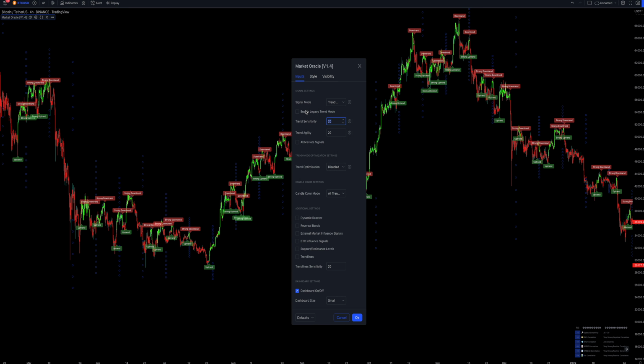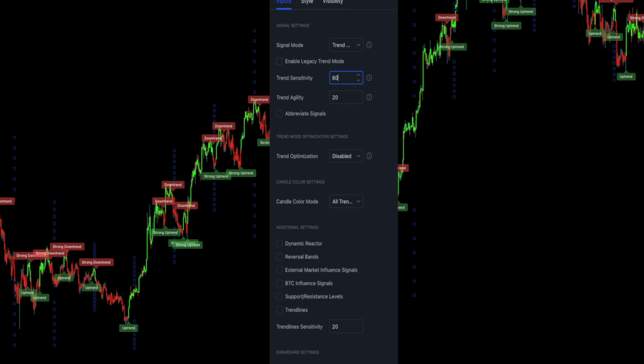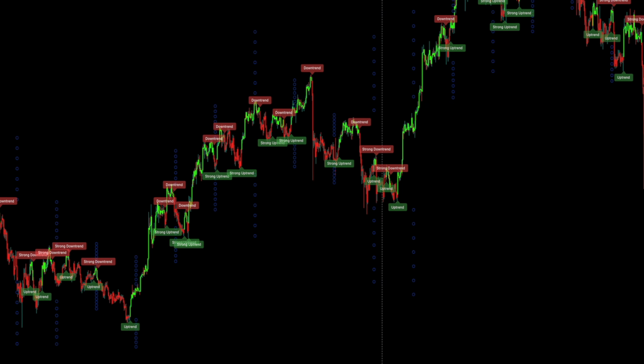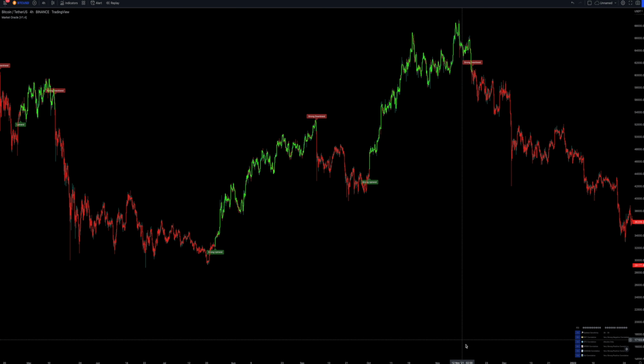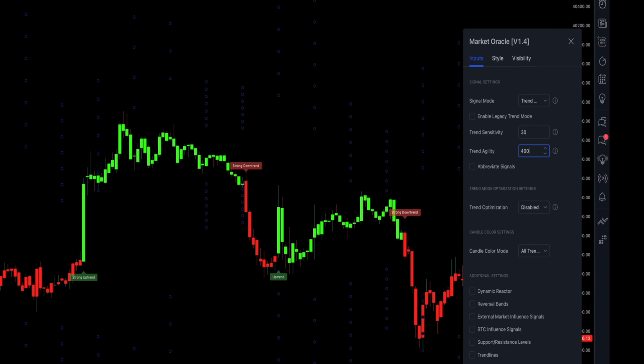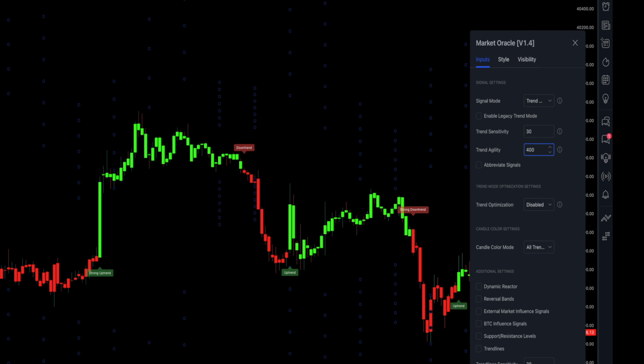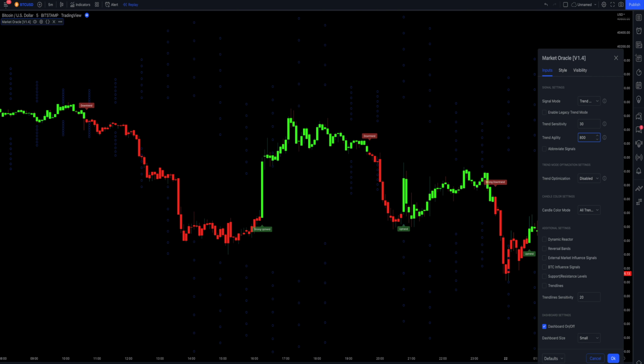I personally use higher values for longer-term swing trades on higher time frames, but they can also be used on lower time frames for intraday trading. It really depends on your trading style and your strategy. Once you have sensitivity dialed in, you should focus on the agility portion, which can either minimally or greatly affect the positioning of your signals.